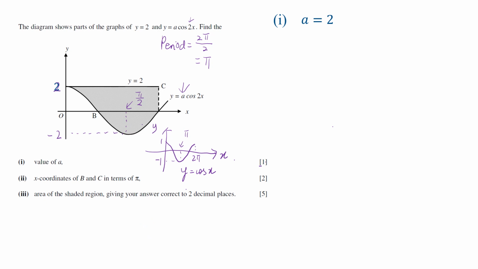Okay, so this is how we do part 1. For part 2, we're asked to find the x coordinate of B and C. If you refer back to your basic cosine curve, this is when x is pi over 2. Now your period is from 0 to pi, so you need to take pi over 2 divided by 2. So the x coordinate of B is pi over 4.